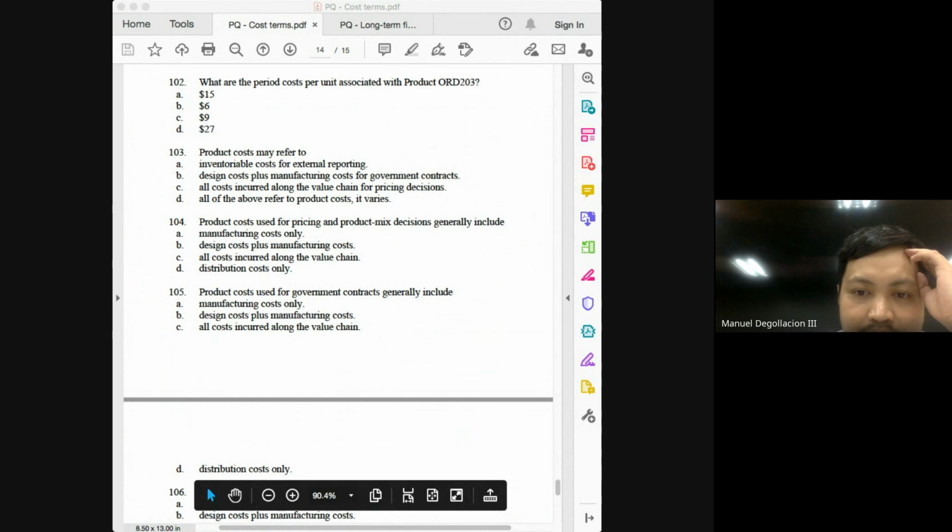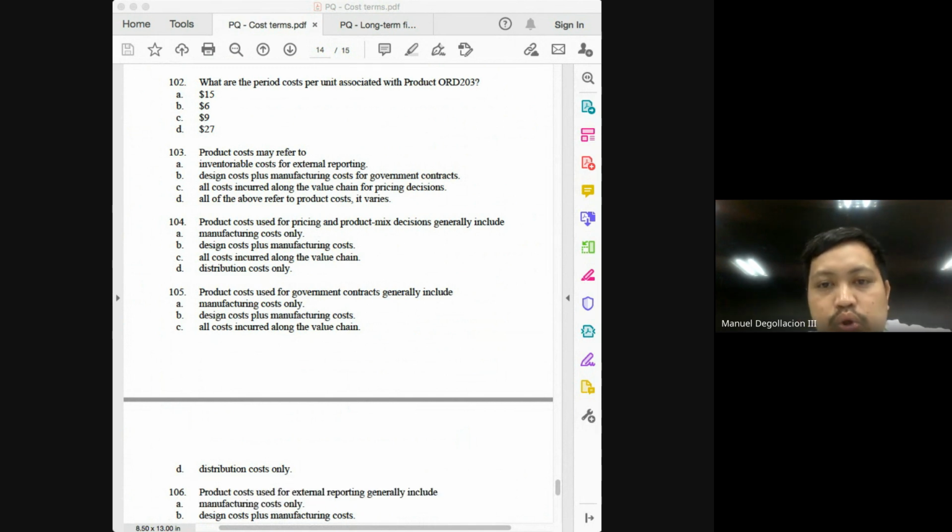We are now in 103. Period costs may refer to inventoriable cost for external reporting, yes. Design cost plus manufacturing cost for government contracts, yes. All costs incurred along the value chain, yes. The answer here would be delta. 104, product costs used for pricing and product mix decisions generally include, the answer here, class, would be Charlie.